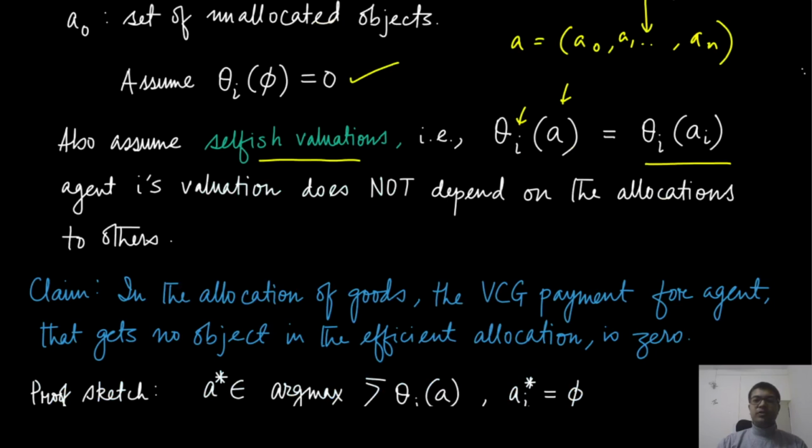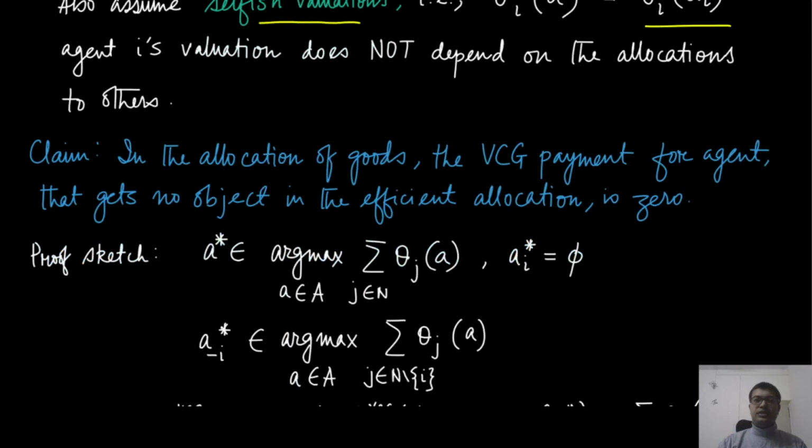So let us look at some of the properties that the VCG payment satisfies in this context. The first property that we are going to consider is the payment. So we have already seen this in a different example. Now we are going to make it a little formal. So in the allocation of these goods, when you are considering the VCG payment for these agents, if a particular player does not get any object, then the payment will also be equal to 0. So why is this true? We are just going to give a brief sketch. You can prove it in multiple ways.